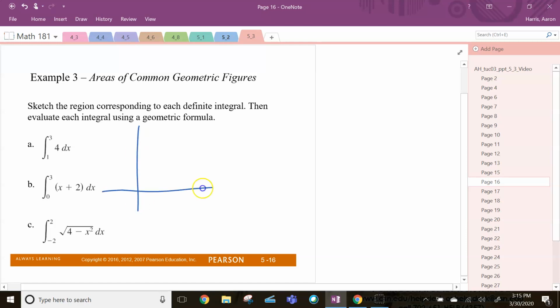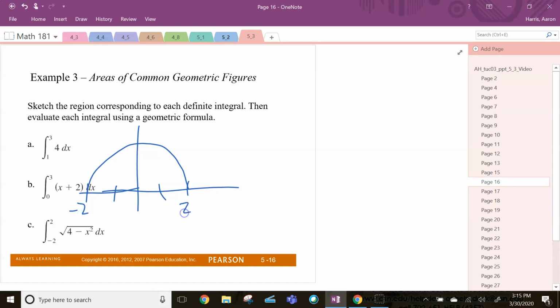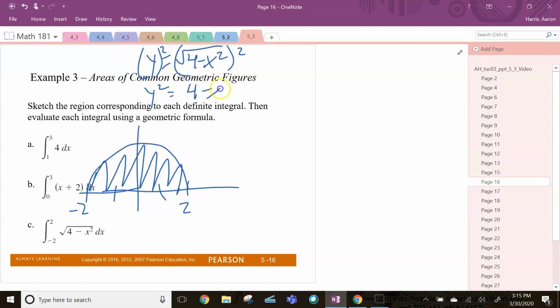All right, so if we draw this one now, we've got from negative 2 to 2, finding this area. If you were to write this, square both sides, right? This is our function. y squared equals 4 minus x squared. I'm just trying to get you to recognize that, oh yeah, this is a circle with a radius of 2, right? x squared plus y squared equals 2 squared, r squared.